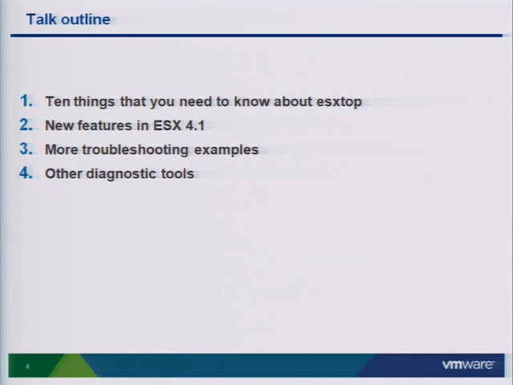And I'm assuming that you know the basic stuff, so I'm going to only talk about subtle things that people might miss when they use ESXTOP. I want to talk about all the new features introduced with ESX 4.1, all the new counters that were added, and what's the meaning of those counters that I'm going to cover. Then I'm going to talk about more troubleshooting examples using those new counters. Then at the end of the talk, I'm going to talk about the diagnostic tools apart from ESXTOP.